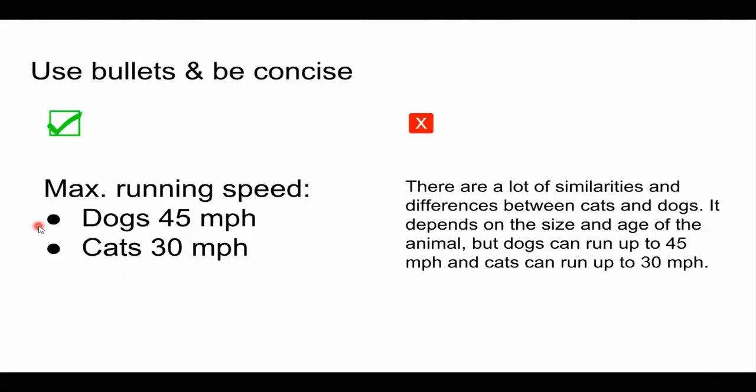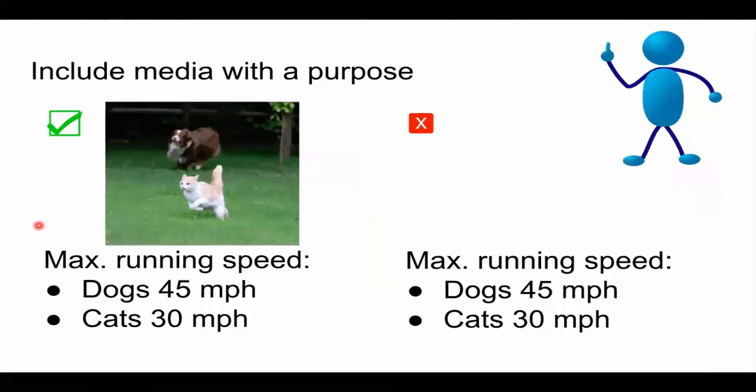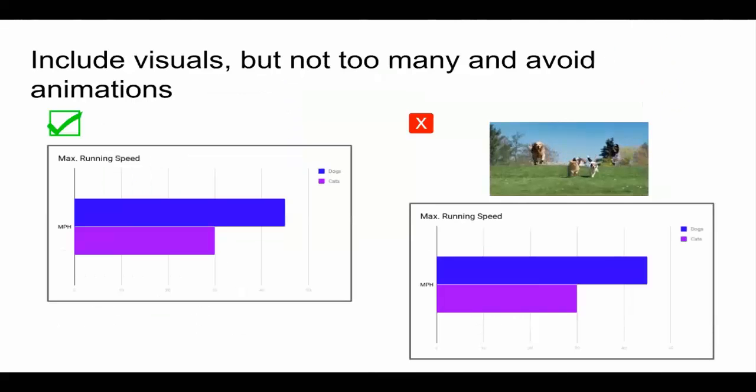Use bullet points to focus the viewer's eye on key points. Try to keep it to less than 4 bullets per slide and expand upon the points when you speak. Only include any images or media if it supports the points in your slide. Place it near the corresponding point so the viewer can make the connection. Eliminate it if it doesn't relate or serve a purpose. Include visuals, but not too many, and avoid animations like GIFs, slide transitions, or moving text because it can be distracting.